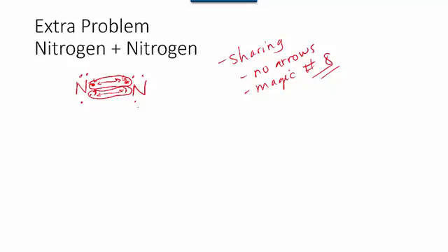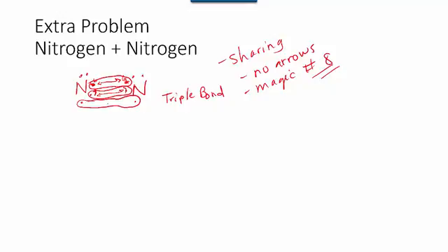So neither nitrogen is at our magic number of 8. So we can go ahead and share them again. Okay, they have another set of electrons. Now, since I have a total of 3 circles, this is what is called a triple bond. And those we don't see a lot of. We see single bonds, we see double bonds, and triple bonds. And that's really as high as we're going to be going is triple bonds.